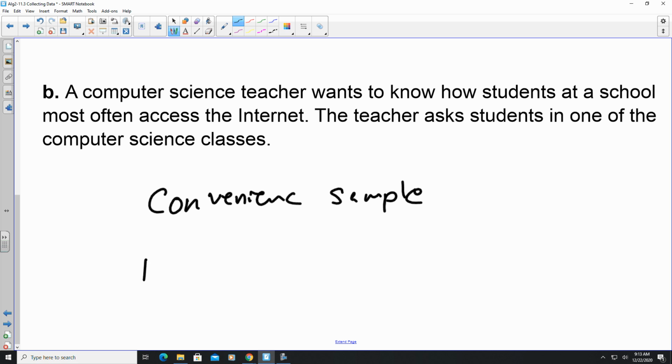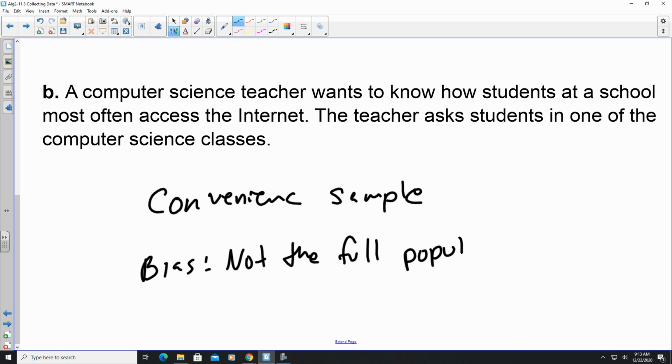Why would that be biased? Well, the reason why is because you're only polling, or only asking, a small number of the population. So you're not getting the full population's opinion.